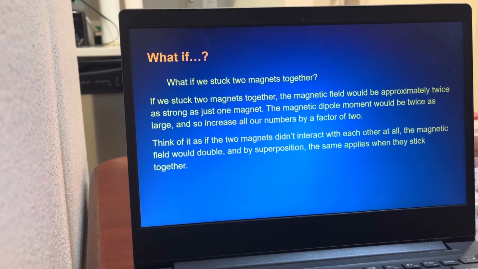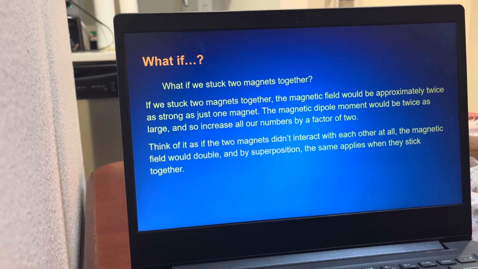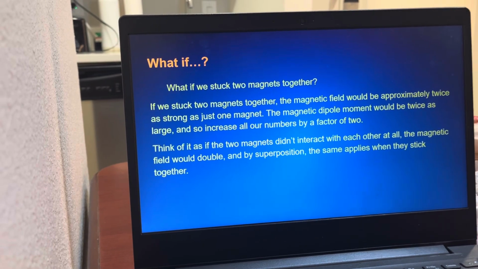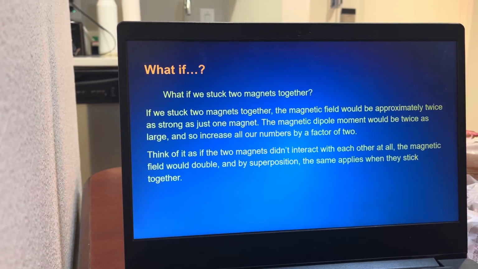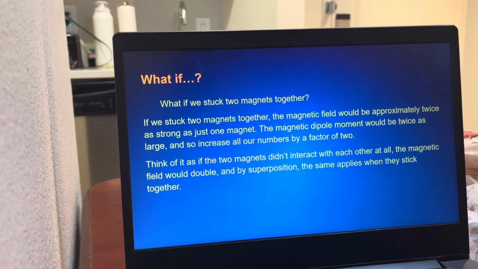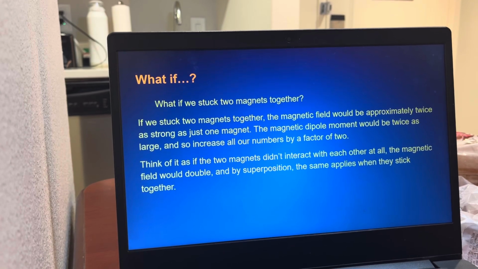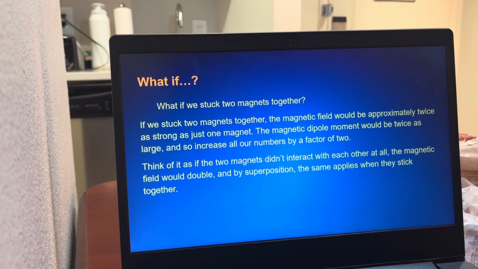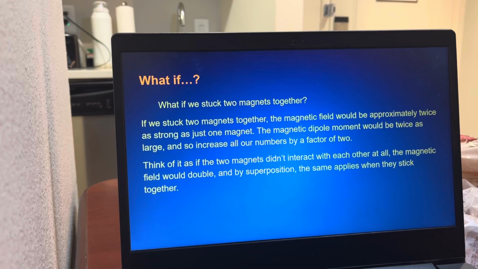And if we stuck the two magnets together, then the magnetic field would be approximately twice as strong as the single magnet, and because of that, the magnetic dipole moment would be twice as large. As a way to think about this, imagine if the two magnets didn't interact with each other at all. They had no attraction or repulsion, and we just placed them next to each other. Then the net magnetic field at our observation location would double. And since magnetic fields don't interfere with one another, the same applies when they stick to each other.